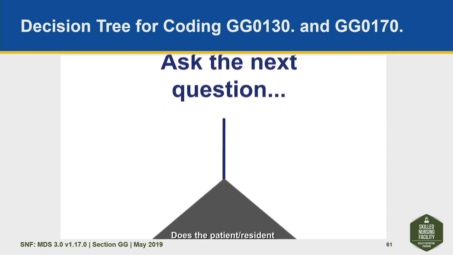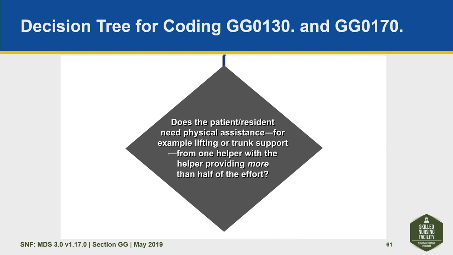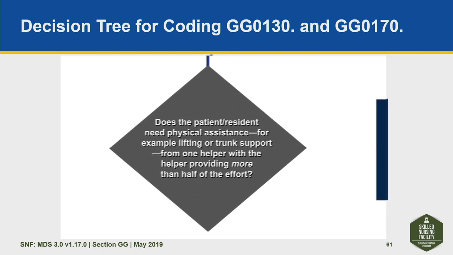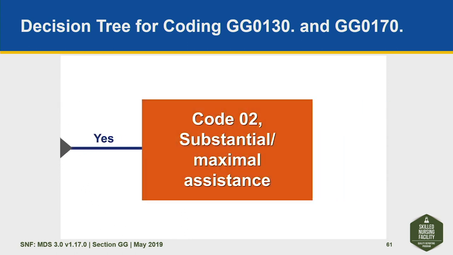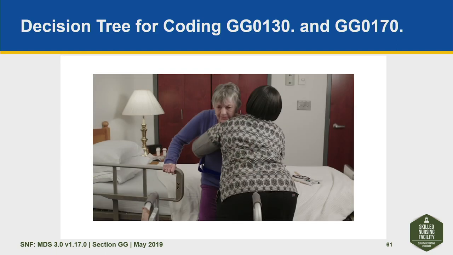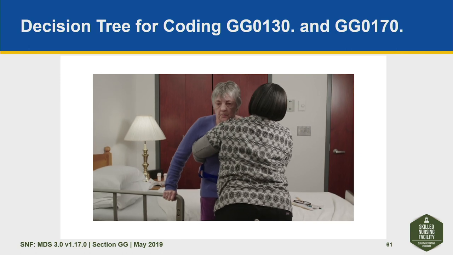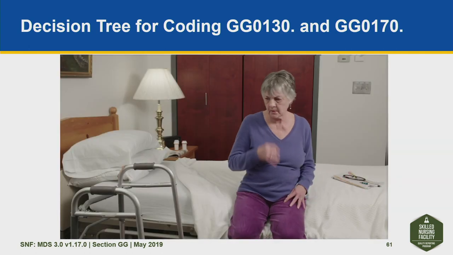The fifth question in the decision tree asks, does the patient or resident need physical assistance, for example, lifting or trunk support from one helper, with the helper providing more than half of the effort? If the answer to this question is yes, the correct code for this patient or resident is 02, substantial maximal assistance. Let's review an example of the same patient, Mrs. Jones, completing the sit-to-stand activity, but this time with substantial maximal assistance. In this scene, Mrs.